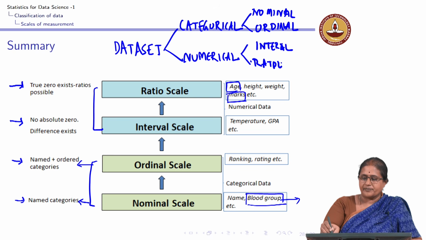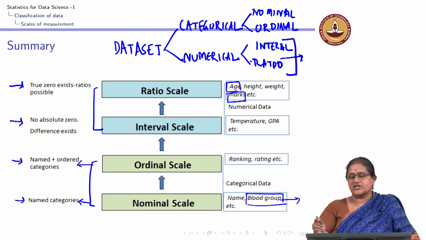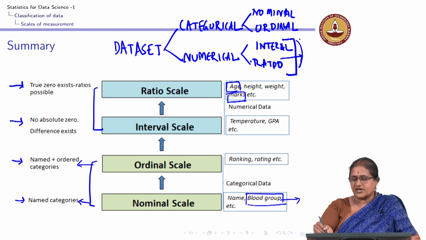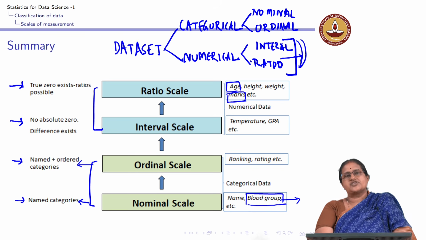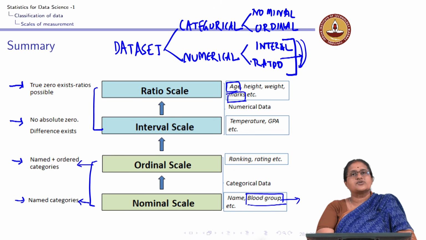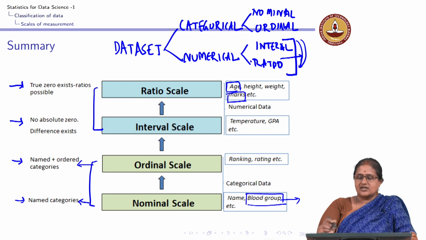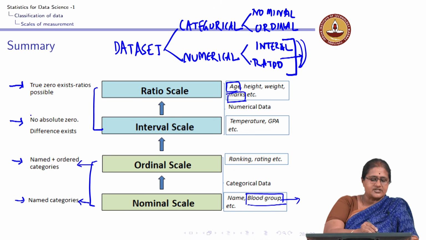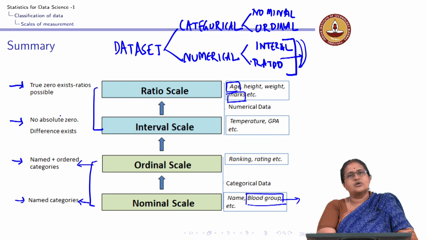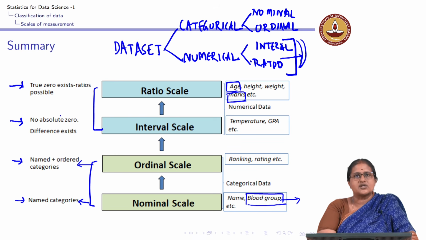Most of the textbooks and books written in statistics club both of these scales together and mention it as either an interval or ratio scale, but nevertheless there is a difference, and the critical difference is that in an interval scale there is no absolute 0, whereas in a ratio scale an absolute or true 0 exists.